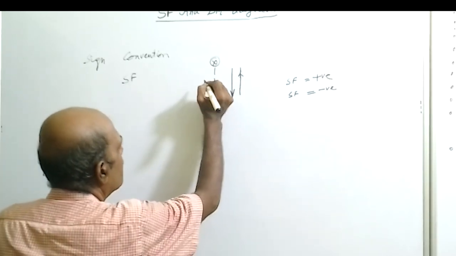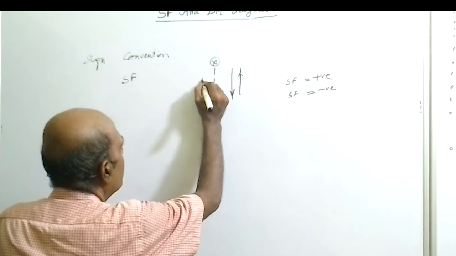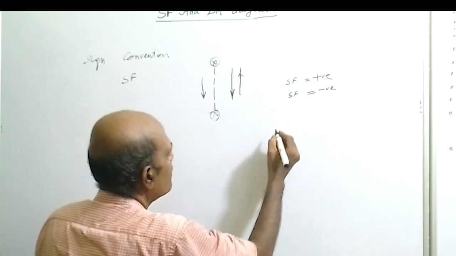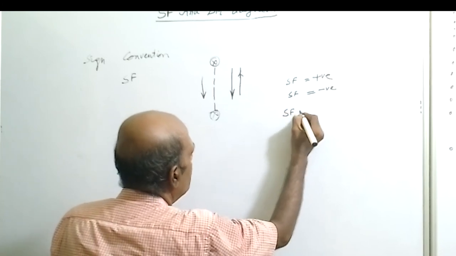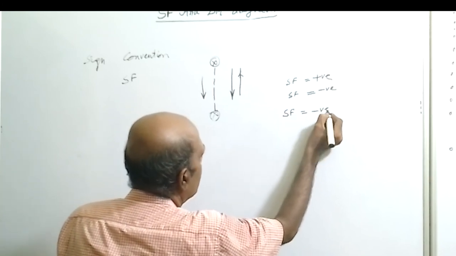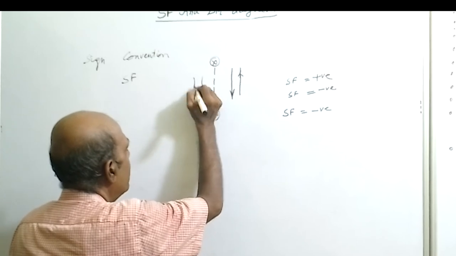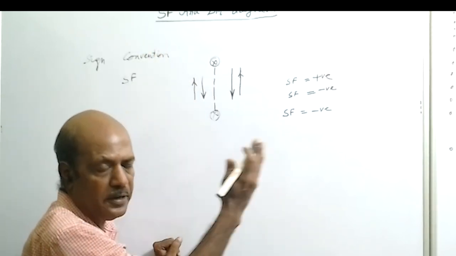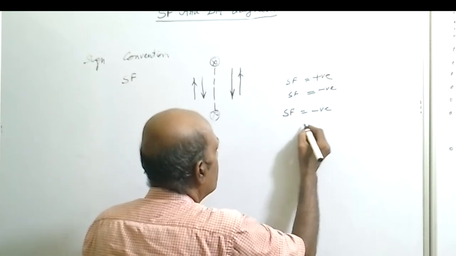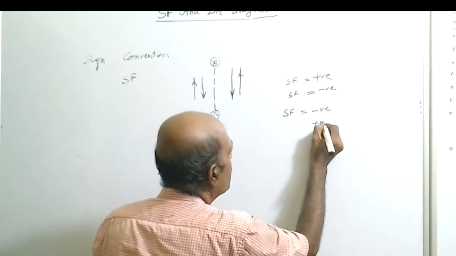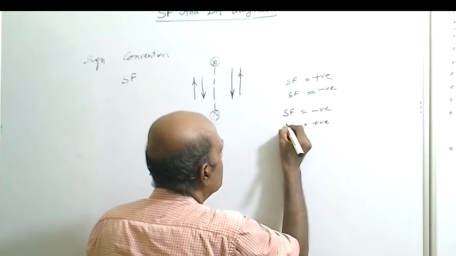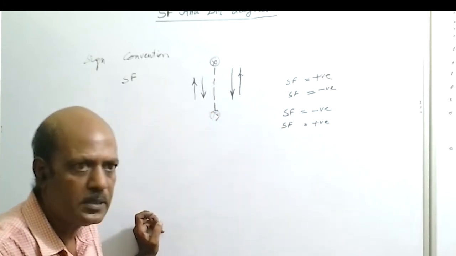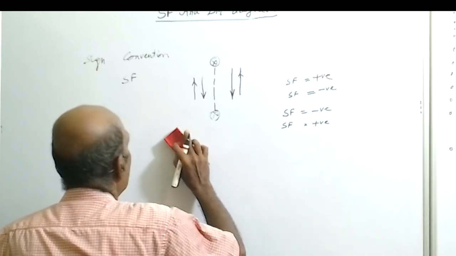In the same sense, if the load is acting downward at the left side of the section, then the shear force will be negative. And if the load is acting upward at the left side of the section, then it will be positive. So this is the sign convention for shear force.